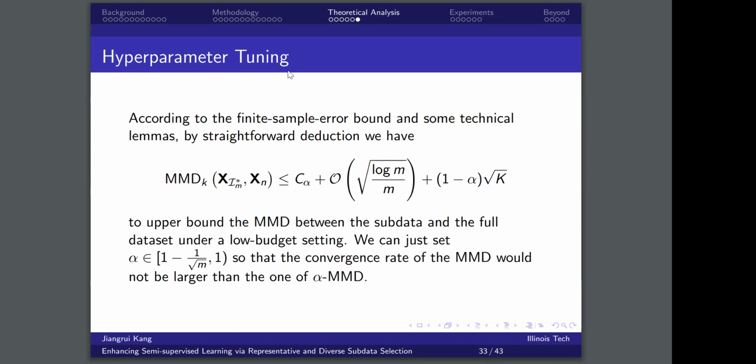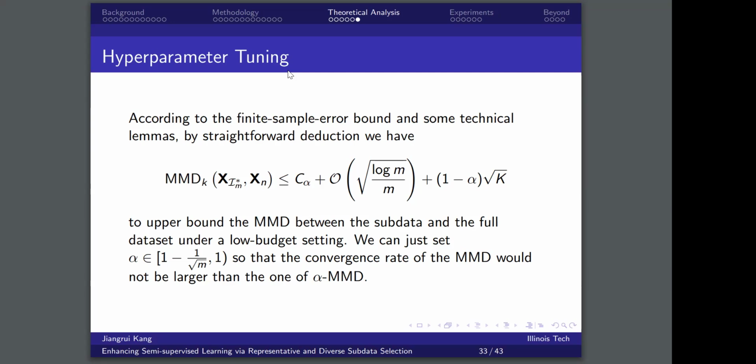And for tuning alpha, we spent a long time to figure it out, but finally we found that by straightforward deduction, we have this bound. It's like we are working on bounds with fake assumptions, but it works well. It upper bounds the MMD between the subdata and the full data set in the low budget setting. Why are we doing that? Because we want to bound alpha MMD, and in the meantime bound the MMD so that it stays representative. Our goal is to achieve representativeness and diversity.